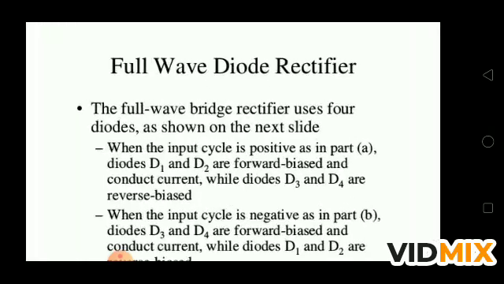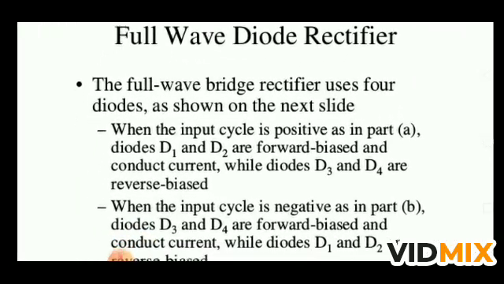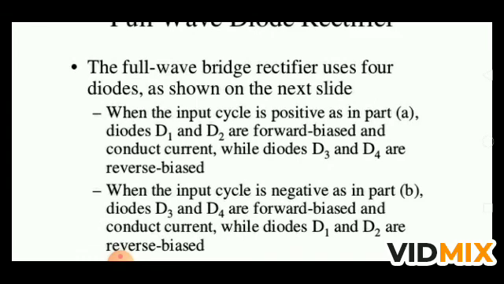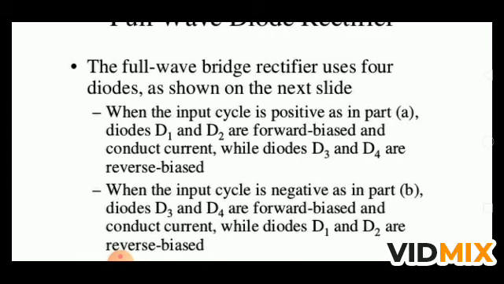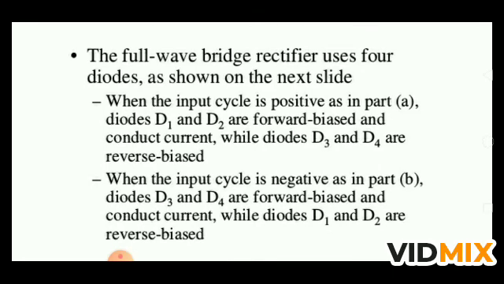Now full wave diode rectifier. A full wave bridge rectifier uses 4 diodes as shown in the next slide. When the input cycle is positive, as in part A, diodes D1 and D2 are forward biased and conduct current, while D3 and D4 are reverse biased, they do not conduct current. When the input cycle is negative, as in part B, diodes D3 and D4 are forward biased and conduct current, while D1 and D2 are reverse biased, they will not conduct current.